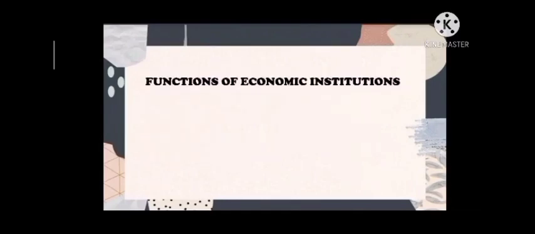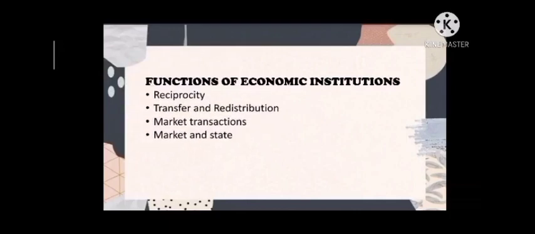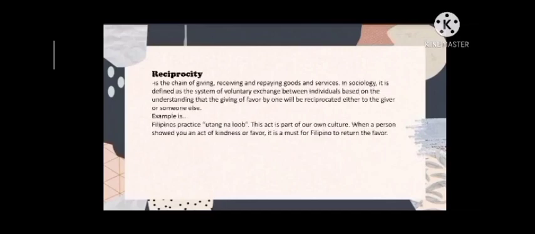Functions of economic institutions. First, reciprocity. Second, transfer and redistribution. Third, market transactions. Fourth, market and estate. What is reciprocity? Reciprocity is the chain of giving, receiving, and repaying goods and services.